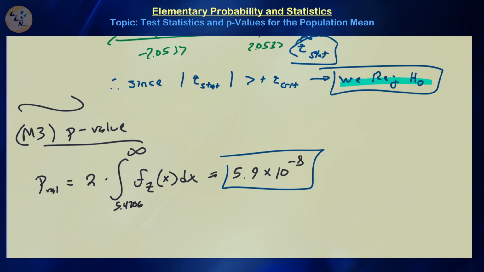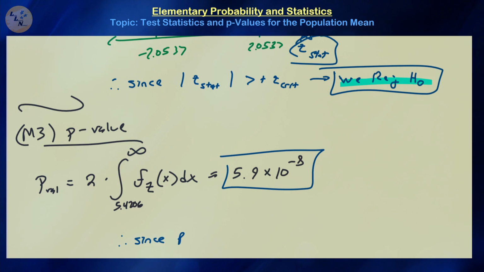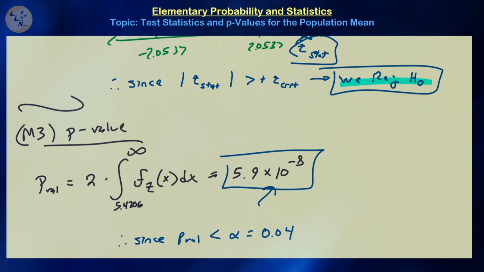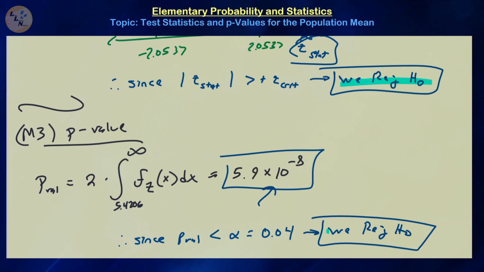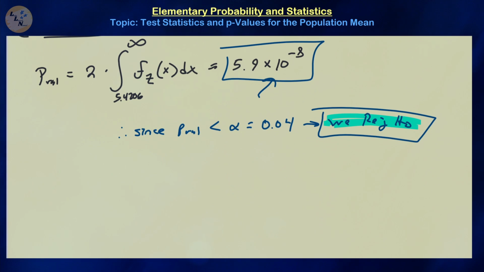So what do we compare it to? Since our p-value, this really small number, is less than alpha, remember alpha was 0.04 and that number is definitely less than it, then we're going to be rejecting the null hypothesis. So did we get the same exact conclusion in all three? Yes. But did we get the same conclusion in all three by chance? The answer is no. So that leaves us with this last statement that I'm going to leave you with.